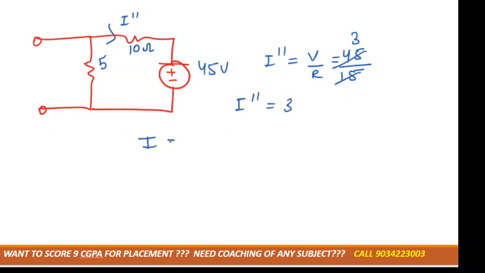Now we can conclude I is equal to I dash plus I double dash. I dash is 2 ampere, I double dash is 3 ampere, then we'll get I as 5 ampere. That is our final answer.